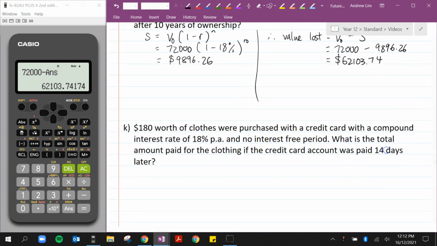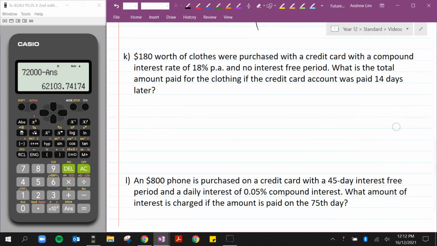Right, question K. $180 worth of clothes were purchased with a credit card with a compound interest rate of 18% per annum and no interest-free period. What is the total amount paid for the clothing if the credit card account was paid 14 days later? So the thing with credit cards we need to remember is that it's always compound interest. Okay, so we're going to use the future value formula.